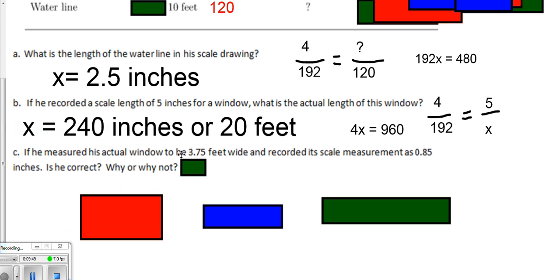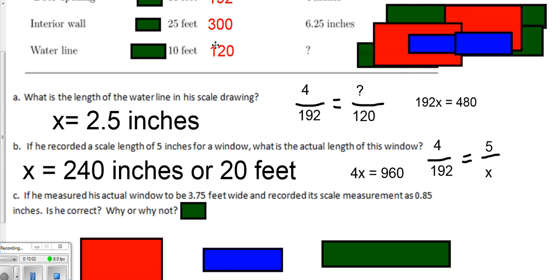If Pete were to measure his actual window to be 3.75 feet wide and recorded its scale measurement as 0.85 inches, is he correct? Why or why not? Now again, all of these are in feet, just like this one is in feet. We want them in inches. So times it by 12 and we get 45 inches.